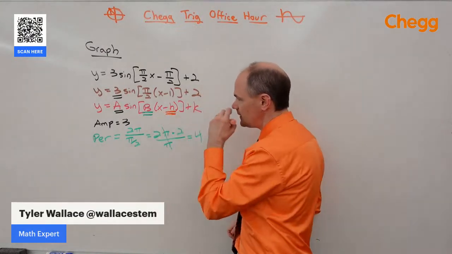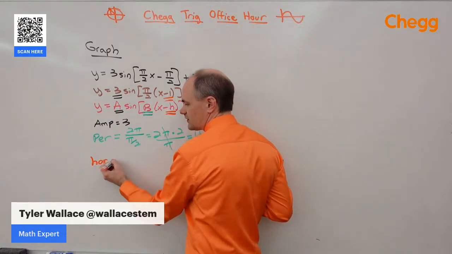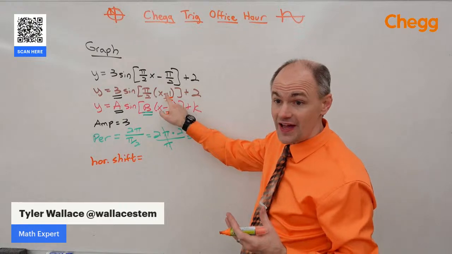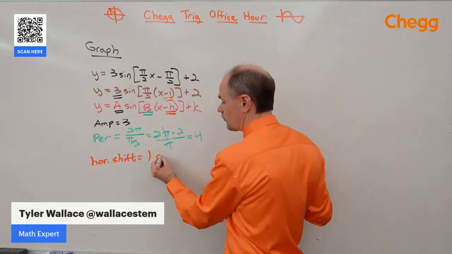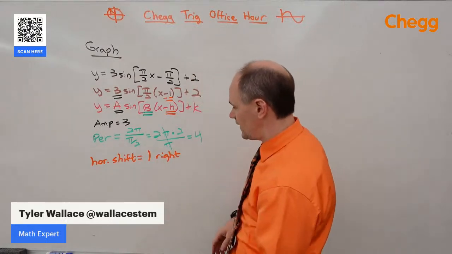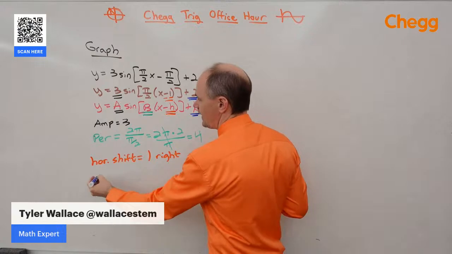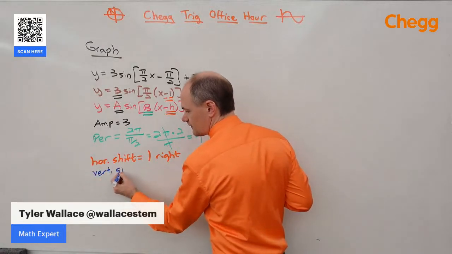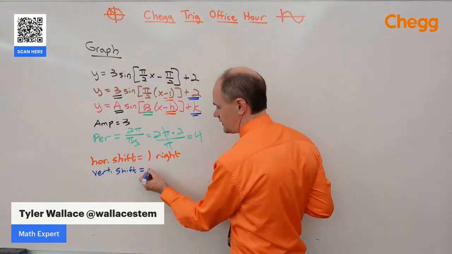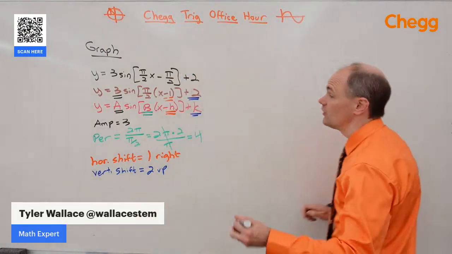The next part we're going to be interested in is this h. That's going to be -1. That is our horizontal shift. And remember, we go the opposite direction you would expect. So we see a -1 here. That means we're going to move 1 to the right. And then finally, the last number here is going to be this +2 in the k position. That k position tells us the vertical shift. That tells me how the midline has moved on this graph. The vertical shift is 2 up. So with this information, we should be able to make a graph for this function.